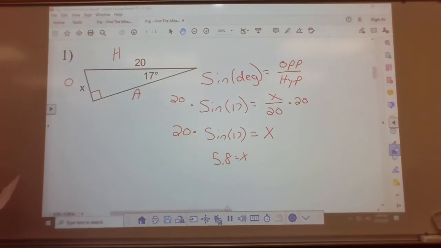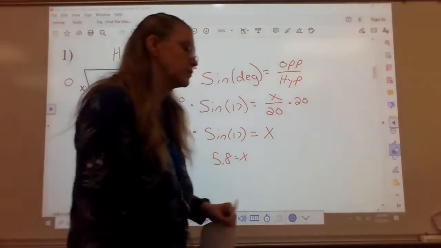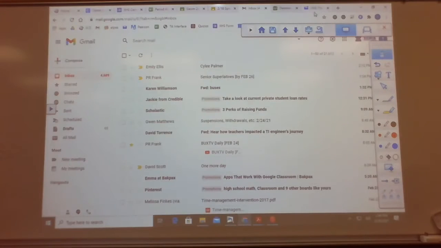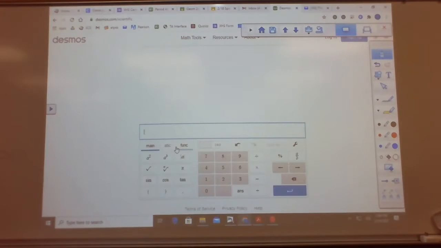So that's the answer. Now, let me go ahead and switch to the calculator so you can see the calculator step. So the calculator. We're going to do 20 times sine 17, just like it was on the board. Really no differences. I hit enter. I get 5.84. The 4 would not change the 8, so that's why we got the 5.8. So that's the answer to number 1. That's how I got that answer. Now let's go and take a look at number 2.